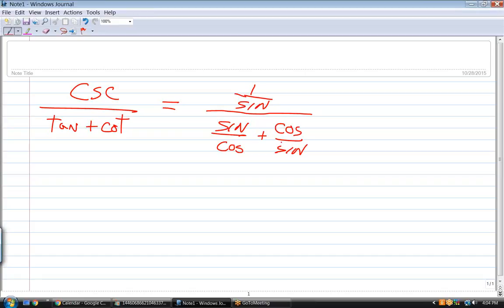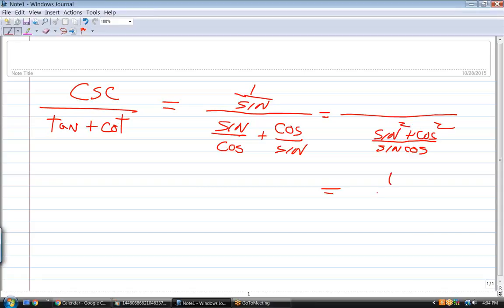Okay, what are we going to do at the bottom? Find a common denominator. What is that common denominator going to be? It would be cosine sine, or sine cosine. Either one. What's the numerator of the denominator? It would be sine squared plus cosine squared. What can I do with that expression? That's just equal to 1.